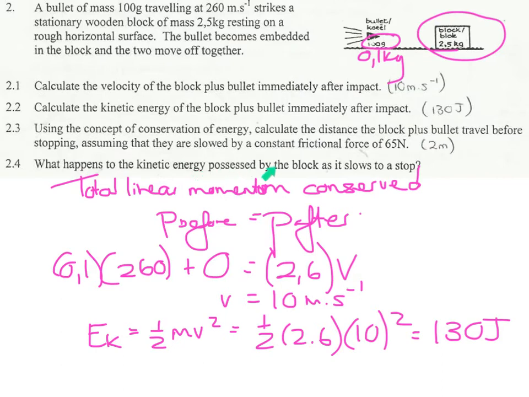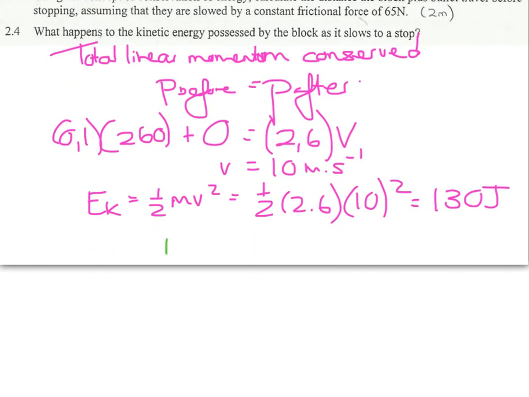What happens to the kinetic energy possessed by the block as it slows to a stop? Well, firstly, we know it's going to get converted into heat energy because of the contact of friction. There's probably a little bit of sound as it comes to a stop. So now let's take a look and see what we can do with this 130 joules of energy. We do know that work done is energy transferred. We've got the kinetic energy that's being transferred. I have 130. I need to get to 0.